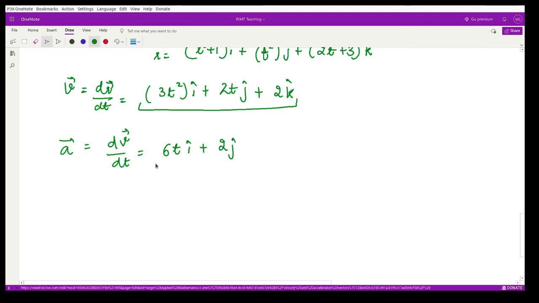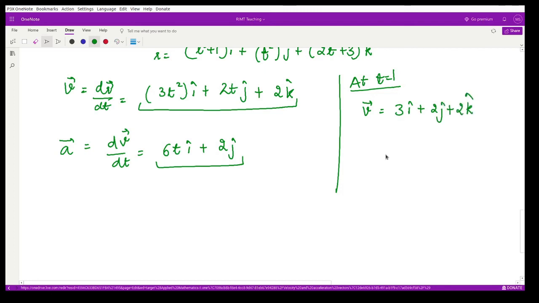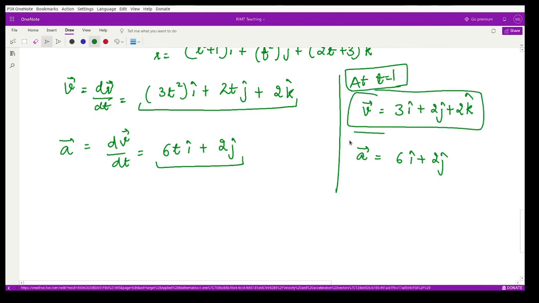So now we have to evaluate the value of acceleration as well as velocity at the point t is equal to 1. So at t is equal to 1, your vector v is going to be equal to, instead of t you will substitute 1 here. So you will have 3 i cap plus 2 j cap plus 2 k cap, right? And acceleration would be equal to 6 i cap plus 2 j cap at the point t is equal to 1. So now you have the vector for velocity and the vector for acceleration.